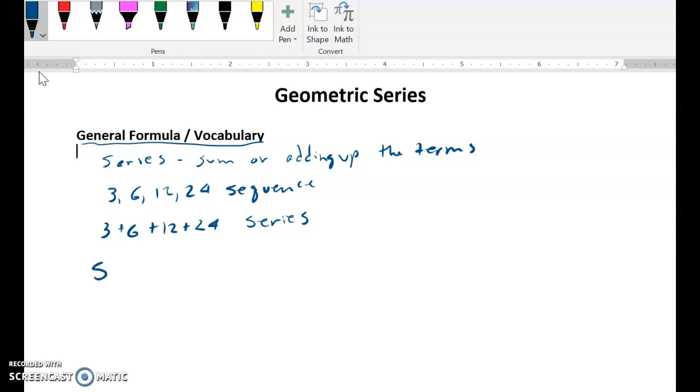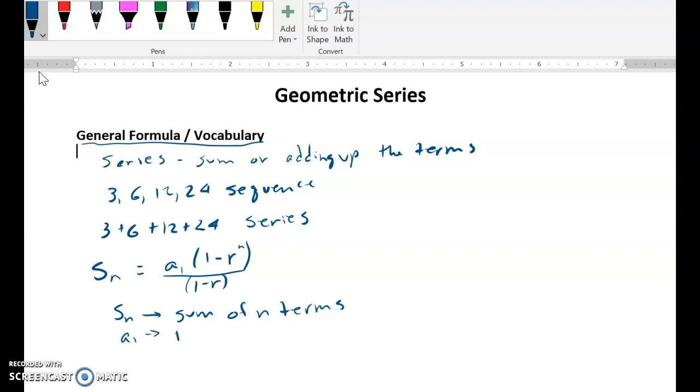So we can use a formula that says S sub n is equal to A1 times 1 minus r to the n power, all of that over 1 minus r. S sub n means the sum of n terms. A1 is the first term, as normal, and then r is the ratio, as before.